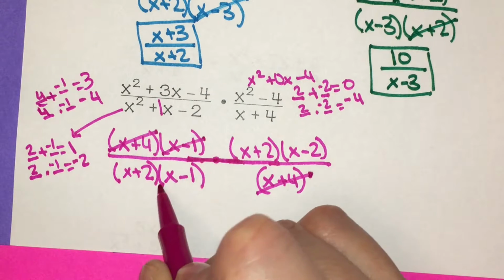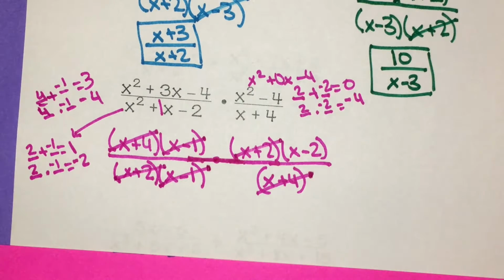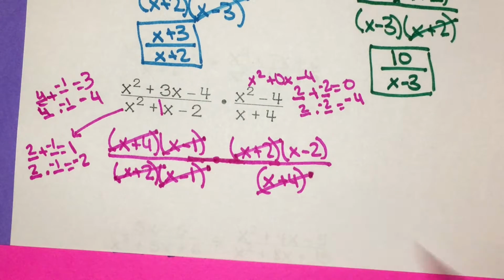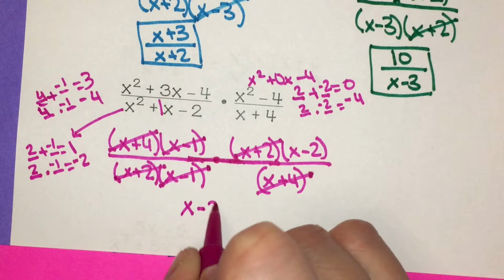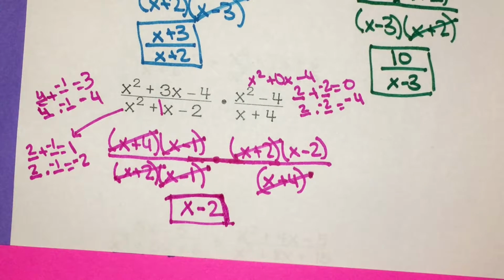Here's an x minus 1 over x minus 1. Here's an x plus 2 over x plus 2. All right, the x plus 2 was on top, meaning I'm left with x minus 2. I don't need to put it in parentheses. Just going to box my answer.